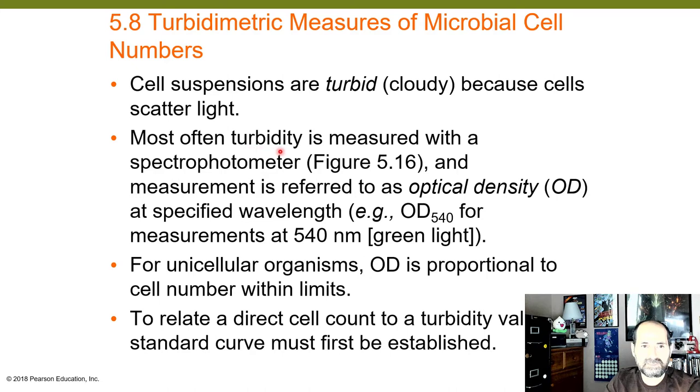Okay, so turbidity, the cloudiness of a TSB sample, is measured with a spectrophotometer. I'm going to show you a picture of that in a second. And then the measurement is referred to as the OD, or optical density, at a specified wavelength. Usually it's OD600 or OD540. For unicellular organisms, OD is proportional to the cell number within limits. Okay, so take a look here.